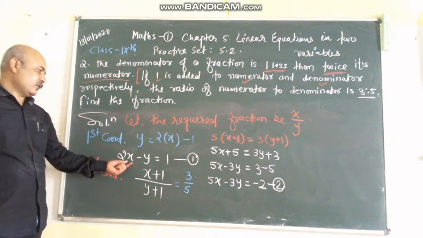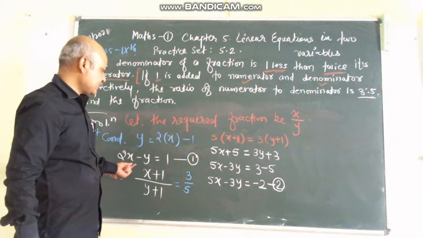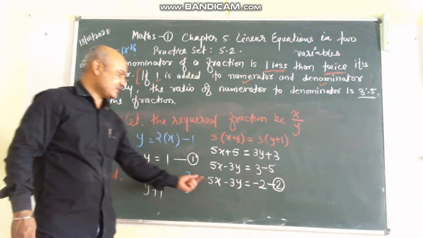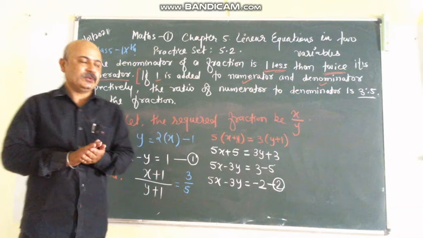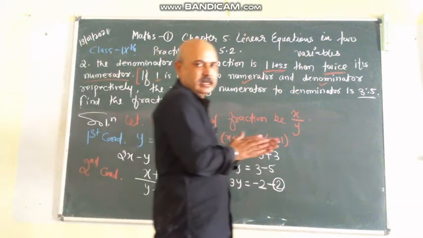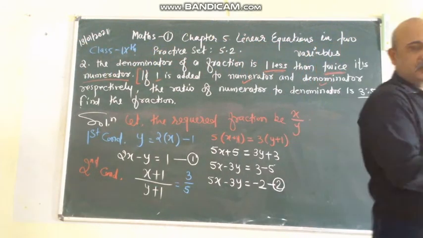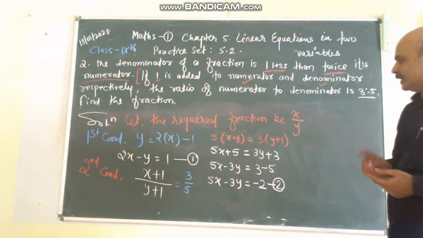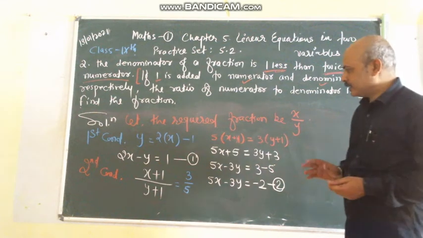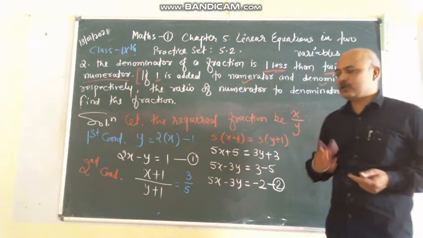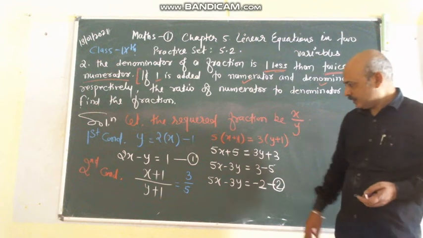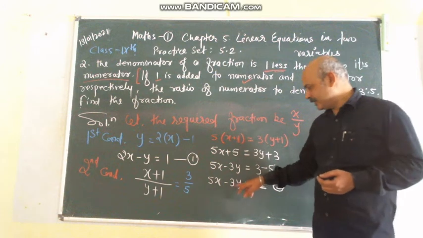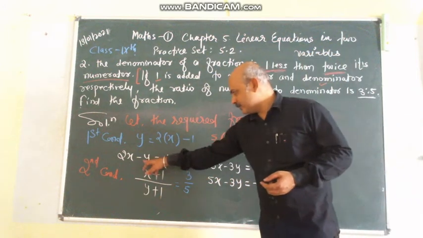So this is equation number 1, 2x minus y is equal to 1. This is equation number 2 from the second condition, that is 5x minus 3y is equal to minus 2. Student, here we are going to use the elimination method to find the values of x and y. First I will check whether the coefficients of the variables are equal or not. So here 3y is there, I am going to cancel y, so you have to multiply equation 1 by 3.